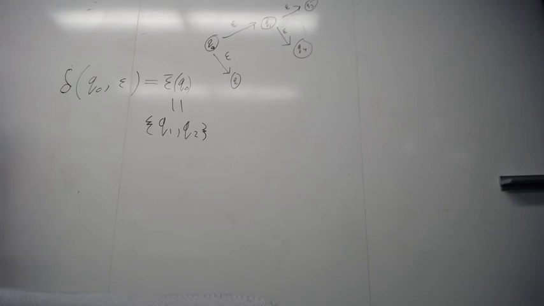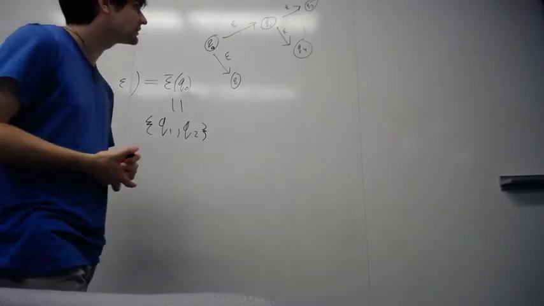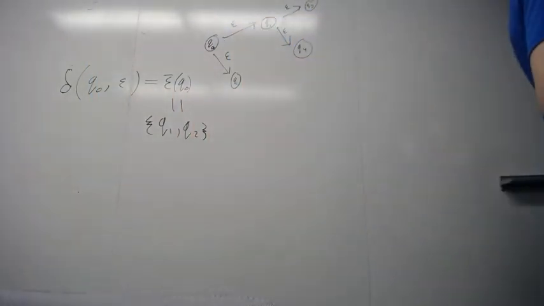I have a question. Why aren't Q0, Q3, and Q4 included in the epsilon closure? I'm trying to think. Let me check the exact definition. I think it is actually, but let me double check. I think anything you can get using only epsilons would also be there. So it's every single state then. Yeah.